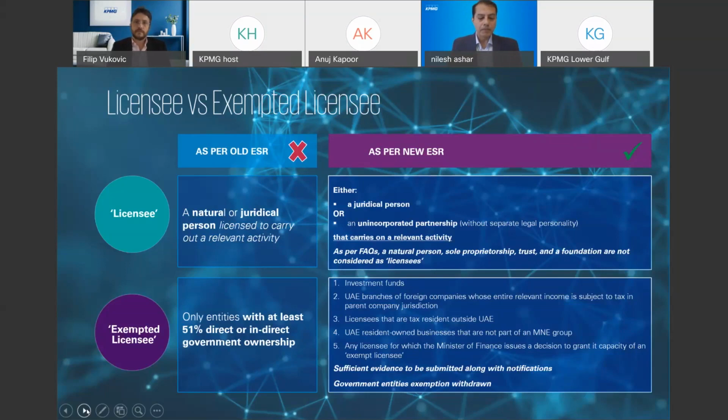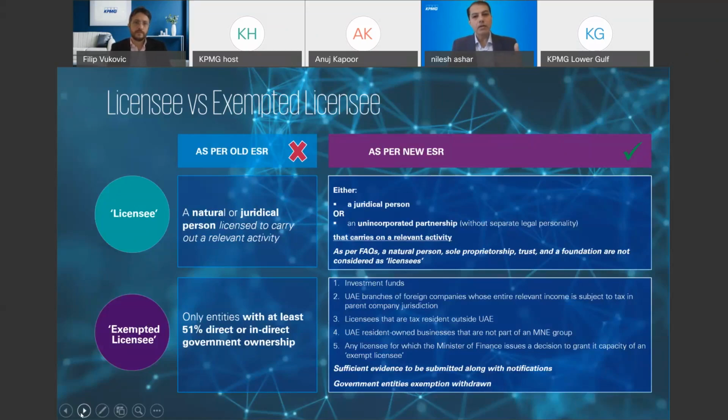Then when you look at the exempted licensee category, I think this is the big change that has happened, and this change is more in line with the international rules which some of the other jurisdictions have implemented on ESR, where the government entity exemption, which was previously available under the old regulations, has been withdrawn and has been replaced with a set of 4 key exempted categories, being investment funds, UAE branches of foreign companies, where the relevant income of the UAE branch has been subject to tax in the hands of the parent company, and we'll talk a bit about this in a moment.